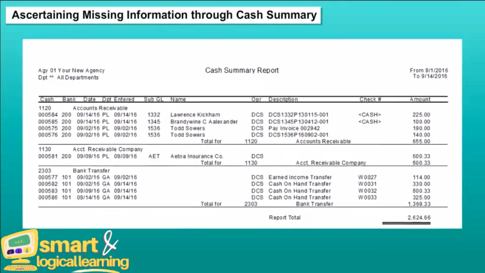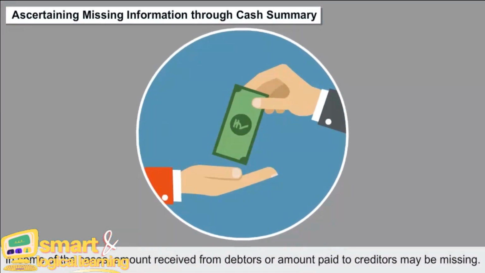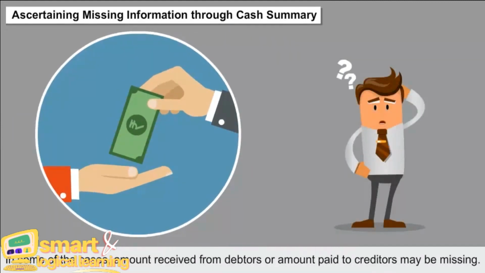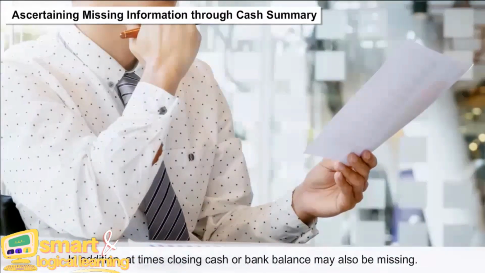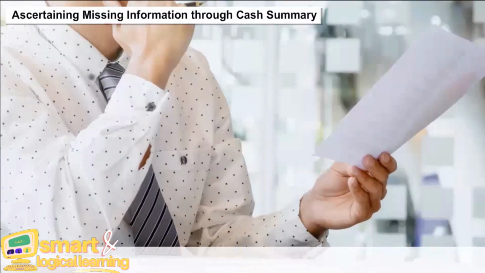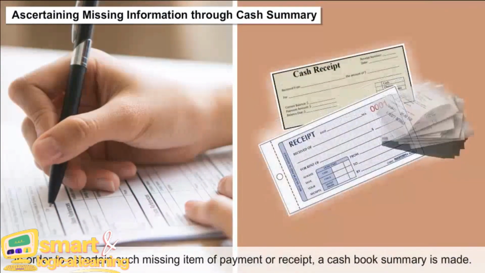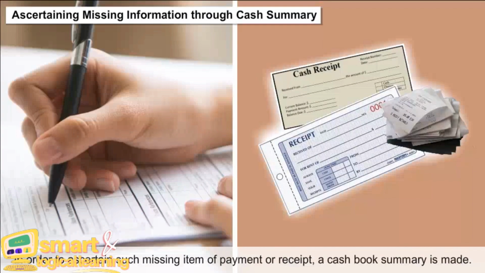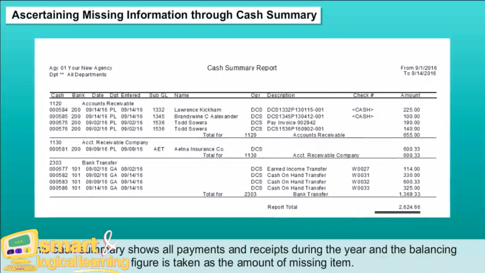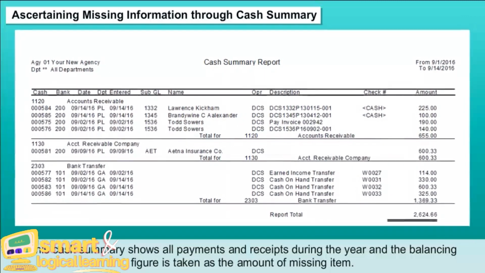Ascertaining missing information through cash summary. In some of the cases, amount received from debtors or amount paid to creditors may be missing. In addition, at times closing cash or bank balance may also be missing. In order to ascertain such a missing item of payment or receipt, a cash book summary is made. This cash summary shows all payments and receipts during the year, and the balancing figure is taken as the amount of the missing item.